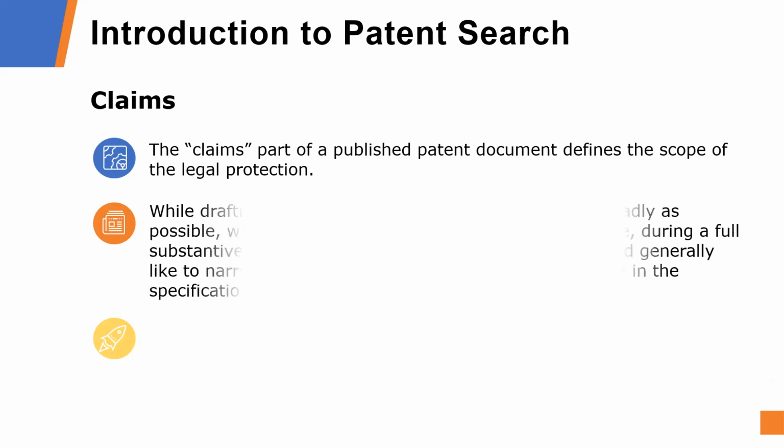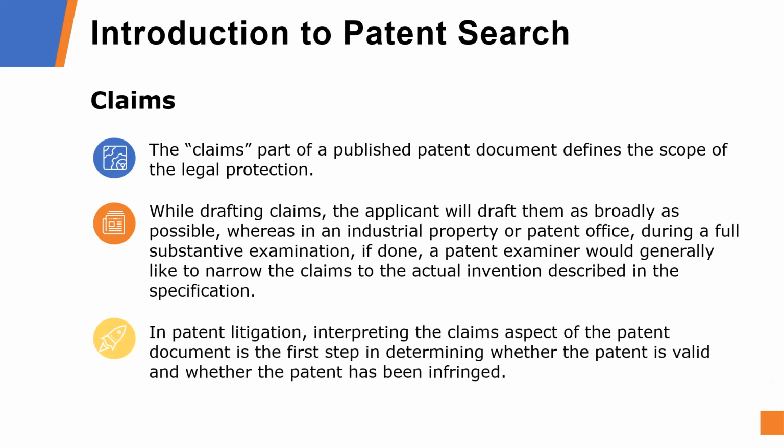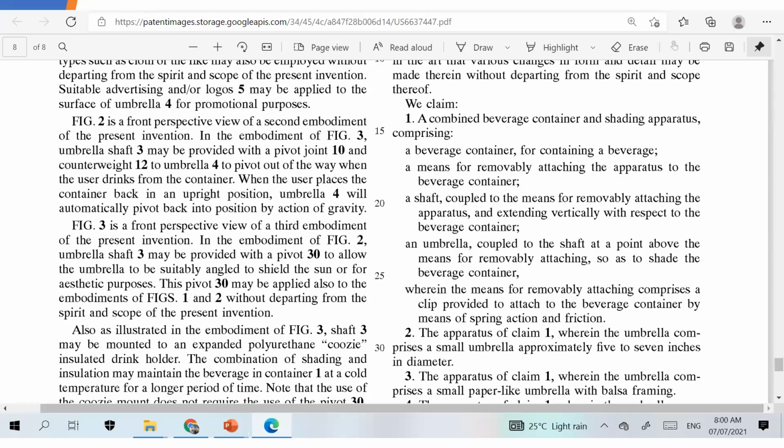I will not discuss this because this is related to patent drafting, drafting claims. Yeah, I think I'm repeating myself here. So in patent litigation, interpreting the claims of the patent document is the first step in determining whether the patent is valid and whether the patent has been infringed. So it is the obligation of the lawyers of the inventor to prove to the court that the invention has been infringed. That's a difficult thing to do.